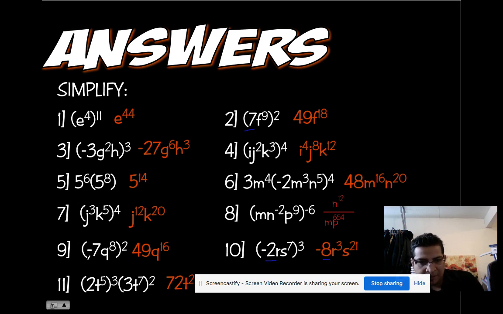And I also want to emphasize number 9. Negative 7 squared will be 49, not 14. And then 8 times 2 will be 16. So my answer is 49 q to the 16.